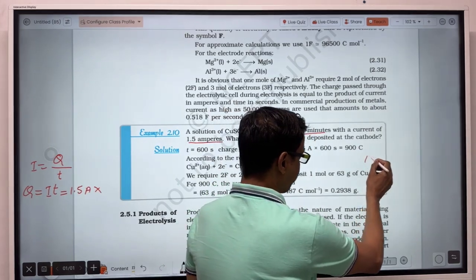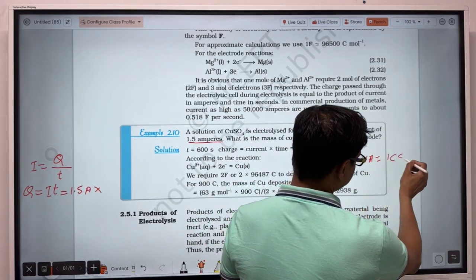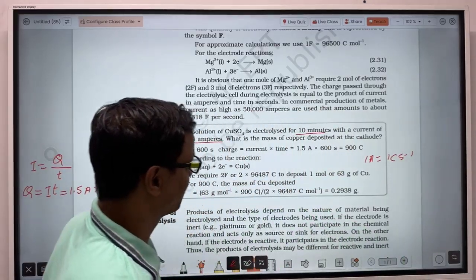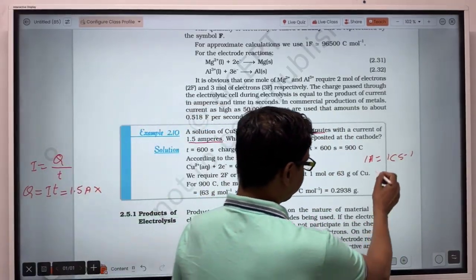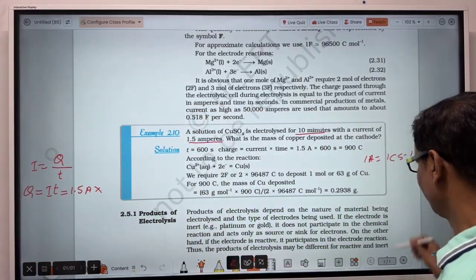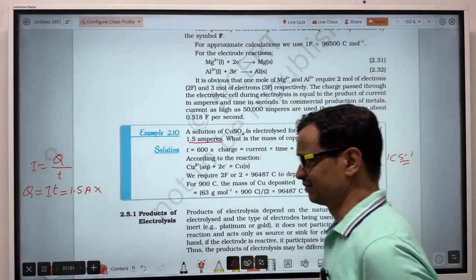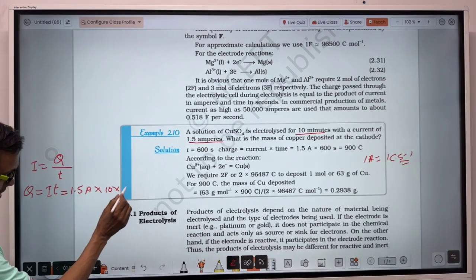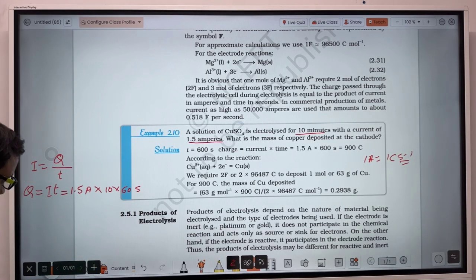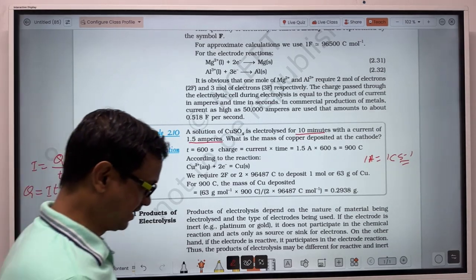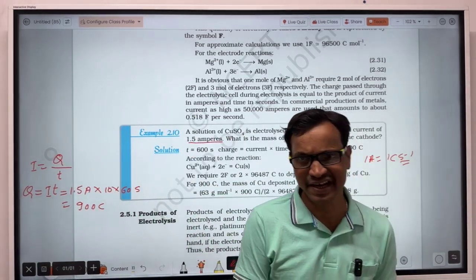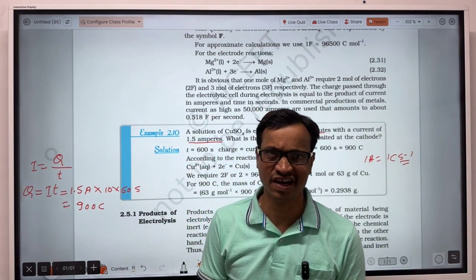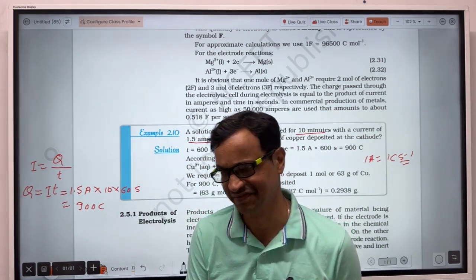That means 1 ampere is equal to 1 coulomb per second. So here current has been given in ampere, so you have to take time in second. 10 minutes converted to seconds is 10 into 60, so the charge is 1.5 into 600, which is equal to 900 coulomb. Okay, very simple here. That means through the solution 900 coulomb of charge has been passed.